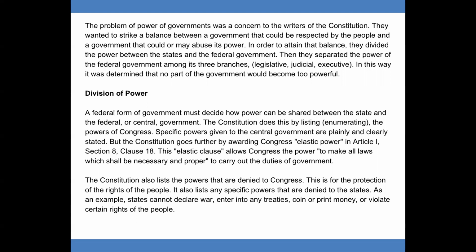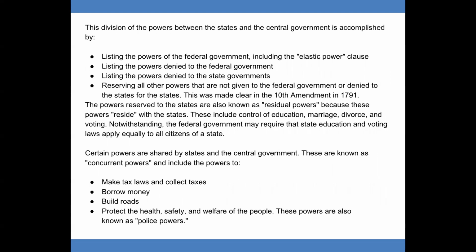This is for the protection of the rights of the people. It also lists any specific powers that are denied to the states. As an example, states cannot declare war, enter into any treaties, coin or print money, or violate certain rights of the people. This division of the powers between the states and the central government is accomplished by listing the powers of the federal government, including the elastic power clause, listing the powers denied to the federal government, listing the powers denied to the state governments, reserving all other powers that are not given to the federal government or denied to the states for the states.